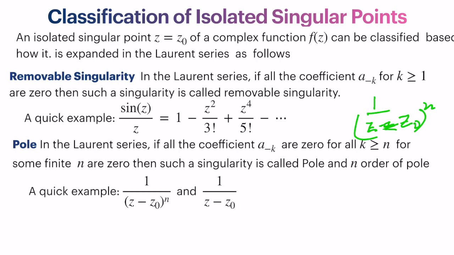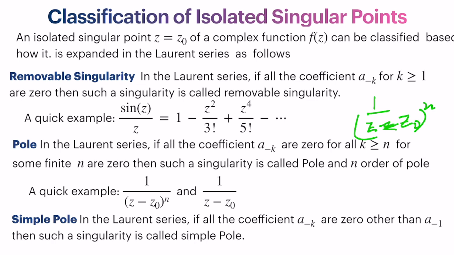So one of the easiest examples is the function 1 by (z minus z naught) to the power n. Another function is 1 by (z minus z naught). Both these functions have no Laurent coefficients beyond n. You see there is only one coefficient, a minus n, that is equal to 1. Rest of all coefficients are 0. For the second one, only a minus 1 we have, and that is equal to 1, and the rest are all 0. So this is called the pole.